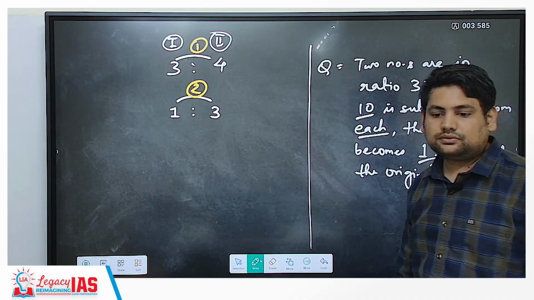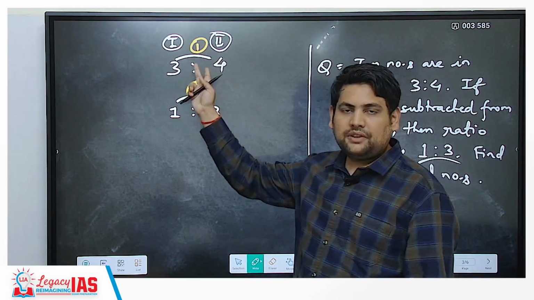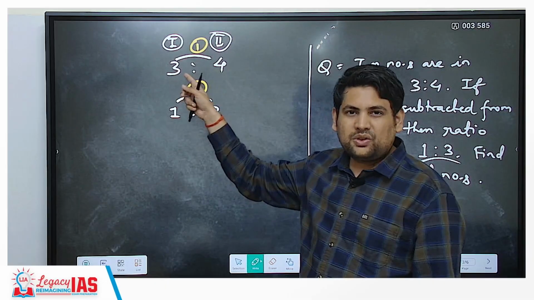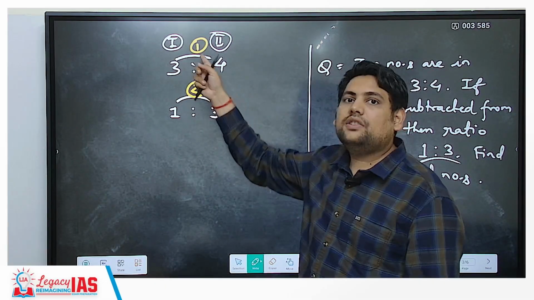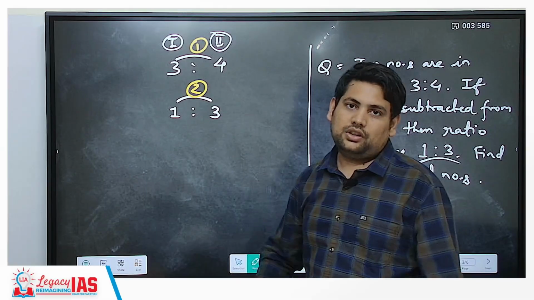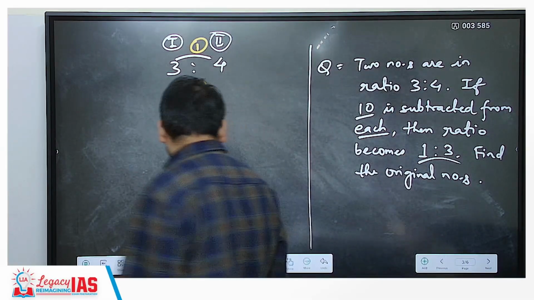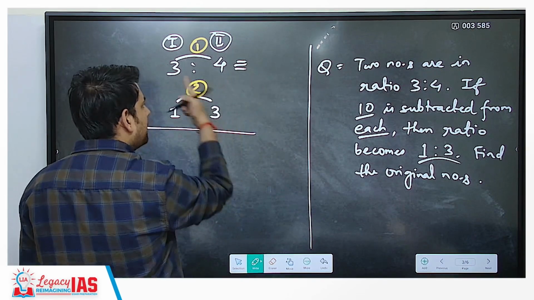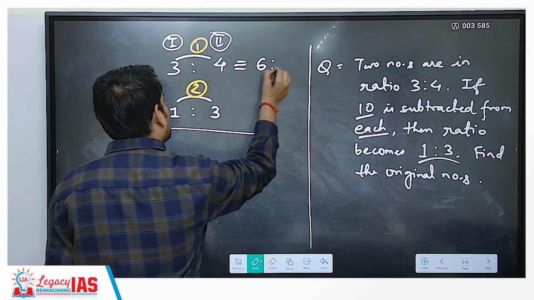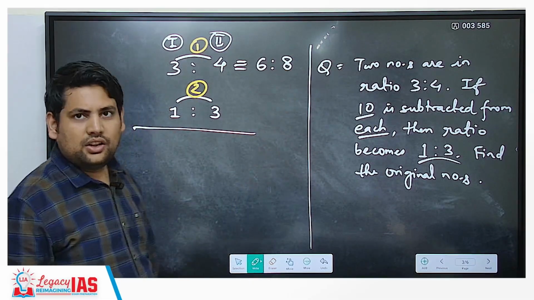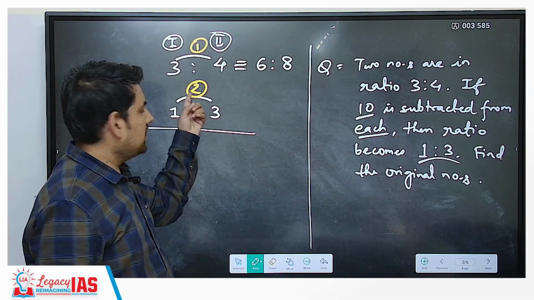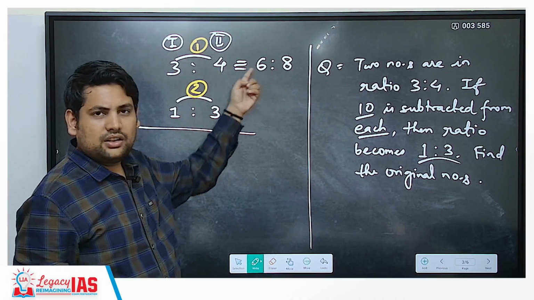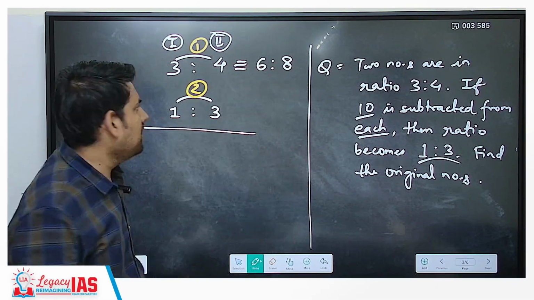Now if the difference here is 2 and here it is 1, you can multiply this whole ratio with 2. What you will get? You will get 6 and 8 and the difference will become 2, and that is what you want. Then you can easily solve it. So let's do this. You can write an equivalent ratio. 3:4 can also be written as 6:8. I am just multiplying it with 2. Whatever I got here, I am multiplying this whole ratio with it. So 6:8 cancels out to 3:4.